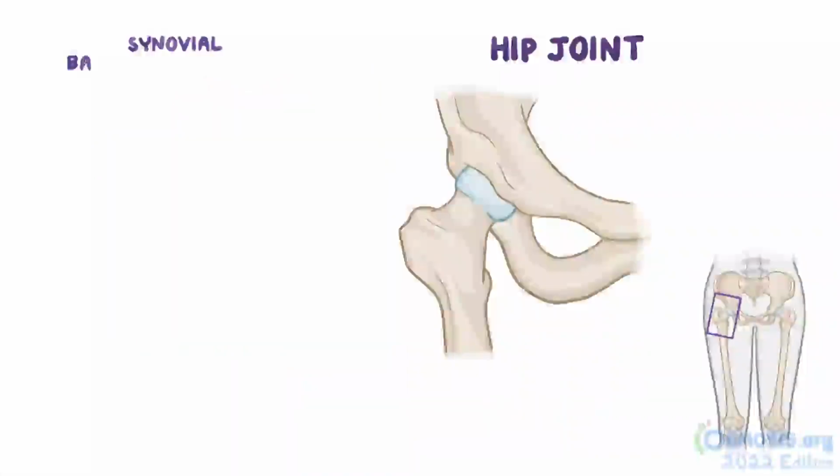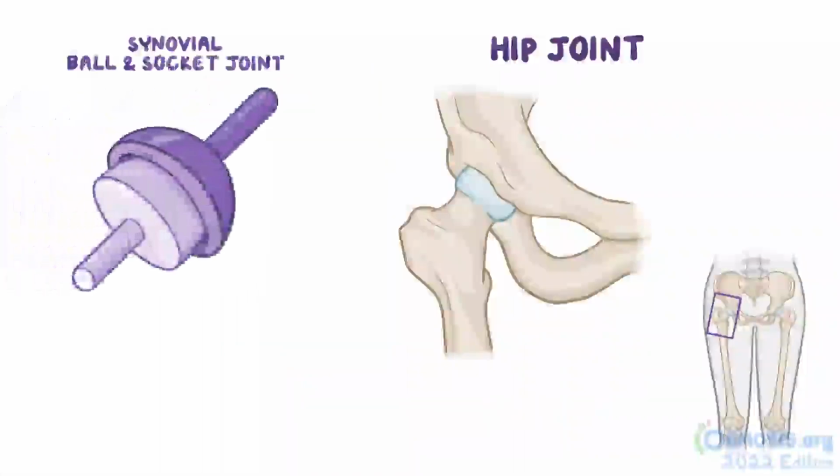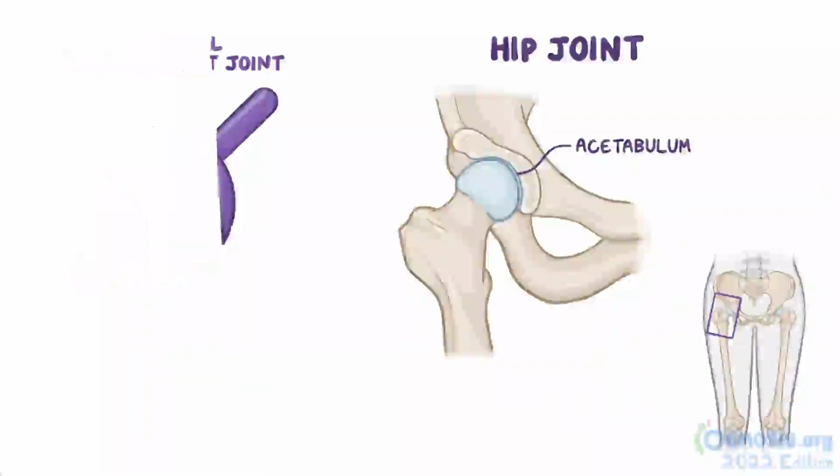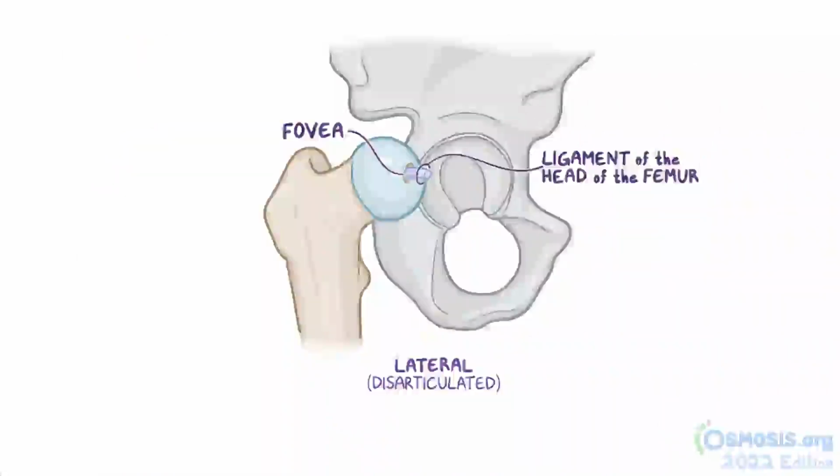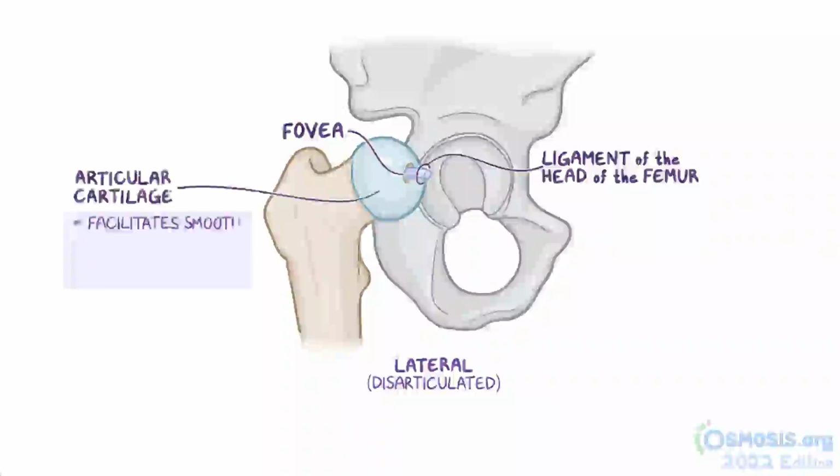The hip joint is a synovial ball and socket joint where the head of the femur forms approximately 2/3 of a sphere, and it articulates with the cup-like acetabulum of the hip bone. The femoral head is not entirely round, as it has a depression on the top of it, which is called the fovea, for the ligament of the head of the femur. Except for the fovea, the femoral head is also covered entirely in articular cartilage, which facilitates smooth movement and prevents bone erosion as it slides within the acetabulum.